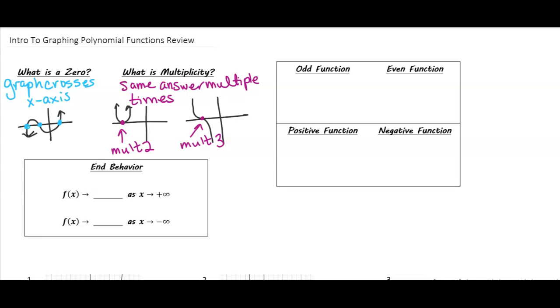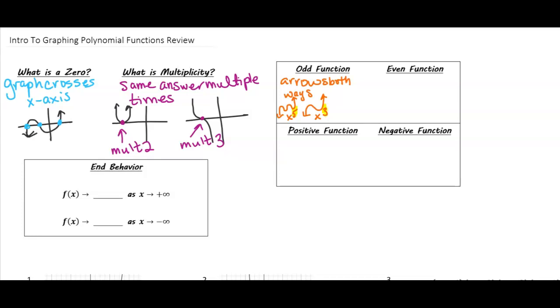Okay, so now let's look. There are 2 types of functions. It can be either odd or even. Odd functions have arrows that go both ways. So this, that's x to the 3rd. 1, 2, 3, 4, 5. That's x to the 5th. It's also an odd function based on the exponent being odd.